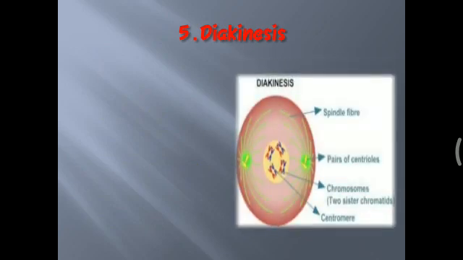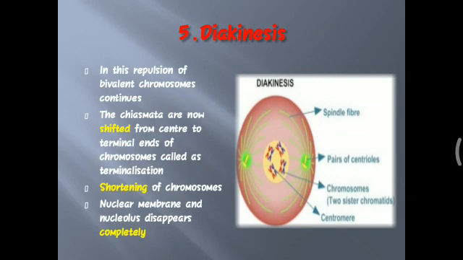Then the next phase, the last phase, is called diakinesis. In this diakinesis phase, the repulsion of the bivalent chromosomes continues. The chiasmata are now shifted from the center to the terminal ends of the chromosomes, and this phenomenon is called terminalization, which continues over here. The homologous chromosomes are held by the terminal ends and are shorter due to increased contraction. You can see in the figure that in the center all the homologous chromosomes are now becoming shorter and thicker.